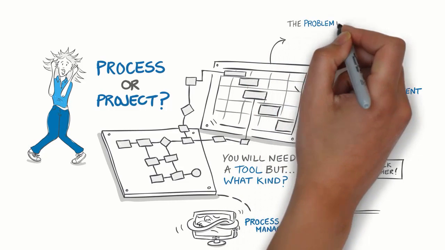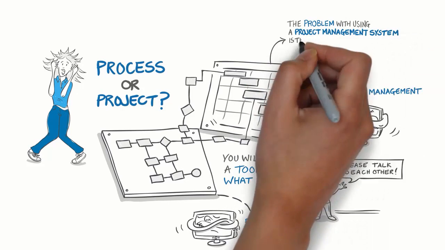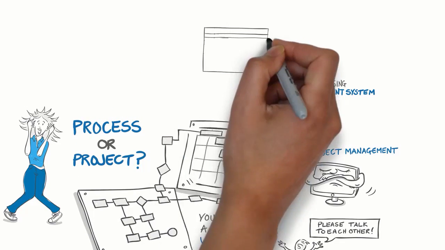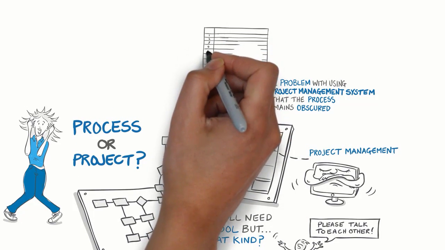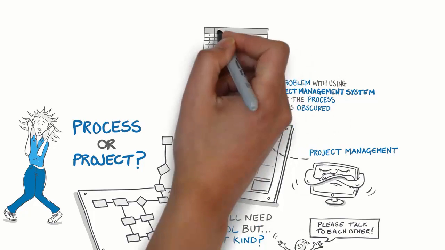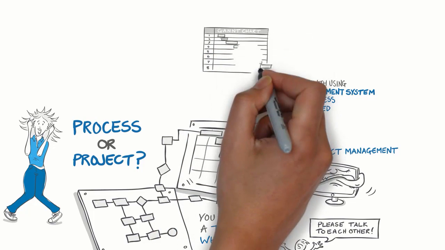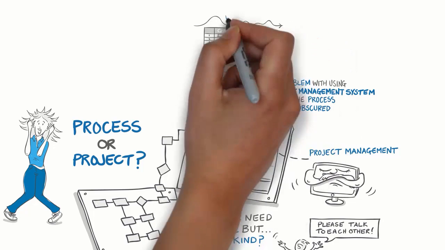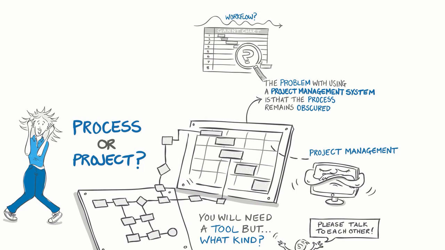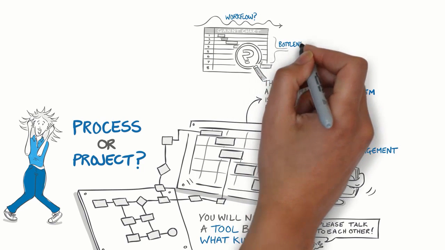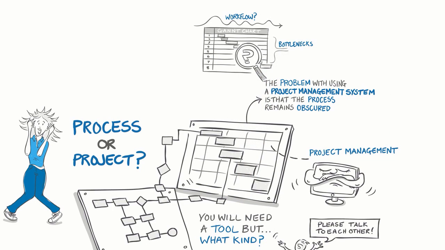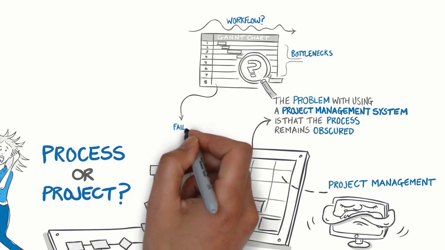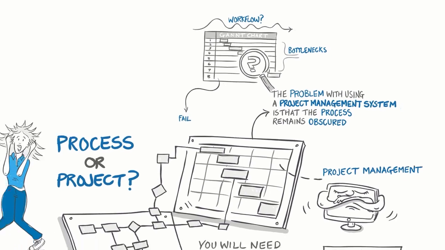The problem with using a project management system is that the process remains obscured because the software is focused on a list of tasks to be done and the dates by which they need to be done. Using the primary project management user interface, a Gantt chart, it's impossible to get a holistic view of how work flows through the project, where each individual task fits into the overall picture, and to see where bottlenecks are occurring. So, projects often fail because too little time is spent understanding the process under the hood that drives the project.